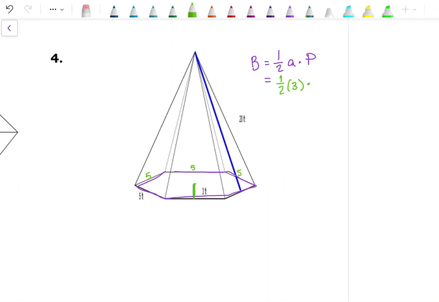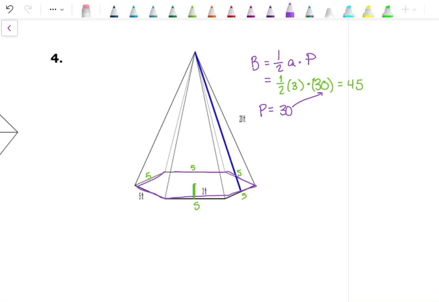In this case, all the sides are 5. So 5 plus 5 plus 5 plus 5 all the way around. That's going to end up being 30. So 1/2 3 times 30 is going to be 45 for the area of the base. The next thing I need is the perimeter of the base, which I just found to be 30 because I just used it for the formula right there.